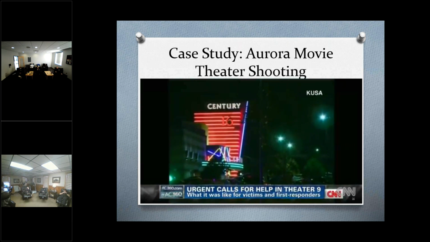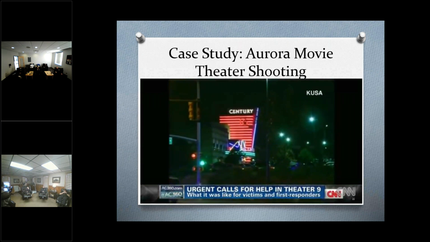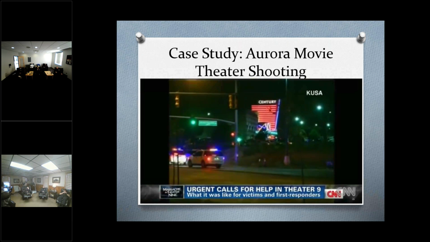At this point, they are about 20 minutes into the shooting chaos. Still, no rescue teams on site at Theater 9.